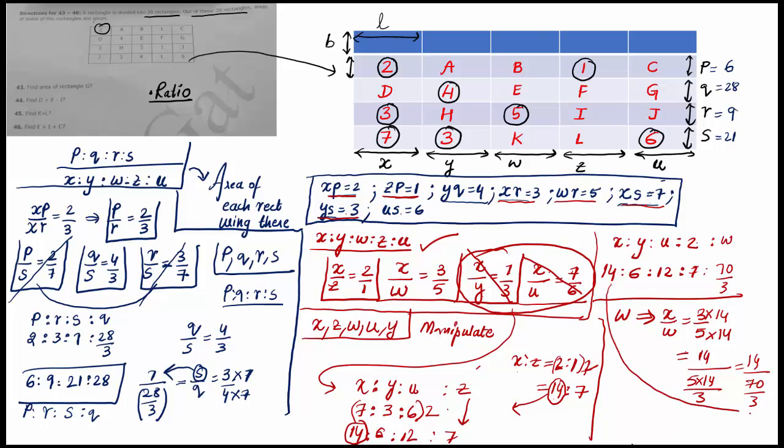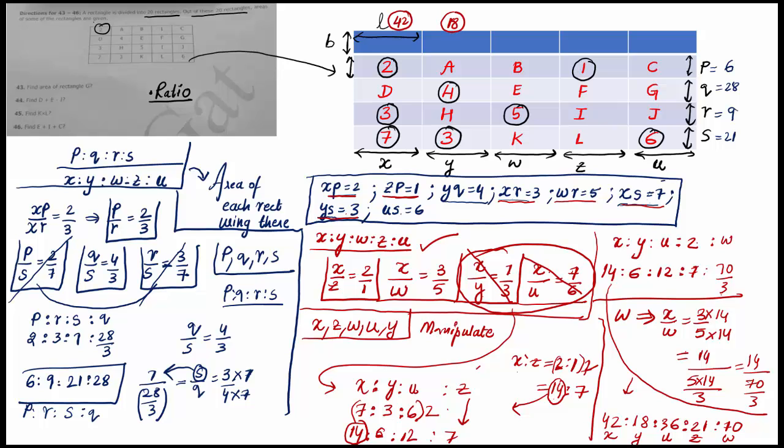And now this final ratio would be 3 into 14 is 42, 6 threes are 18, 12 threes are 36, 7 threes are 21, and this is 70. This is x, this is y, this is u, this is z, and this is w. These are the ratios for x, y, u, z and w. Let's mark these values here. What is x? X is 42. And what is y? Y is 18.